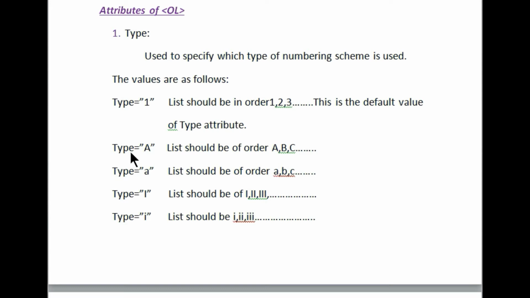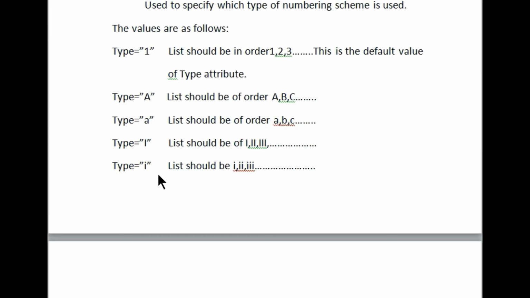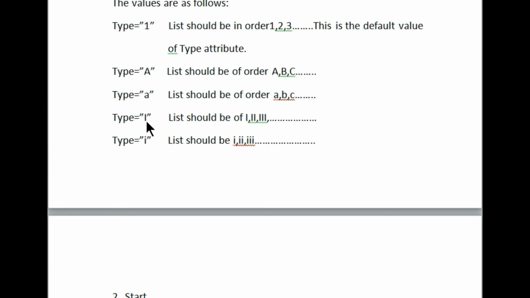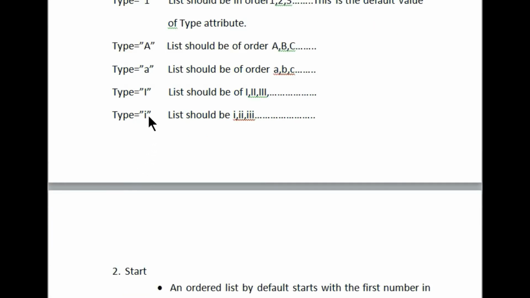Okay, and next second one is type is equal to capital A. Okay, the order ആയിരിക്കും A, B, C, capital A, B, C. Next type is equal to small a. Which one will be the order? A, small b, small c. Next one is Roman letter capital I. Okay, so Roman letter I, Roman letter 2, Roman letter 3 in capital format, and the next one is Roman letter small I. So small I, small Roman letter 2, small Roman letter 3. It will be displayed in the above format.